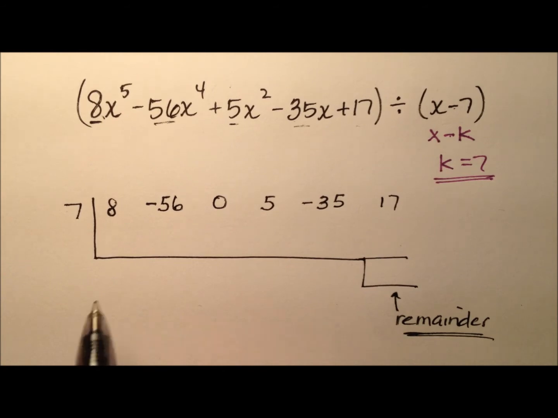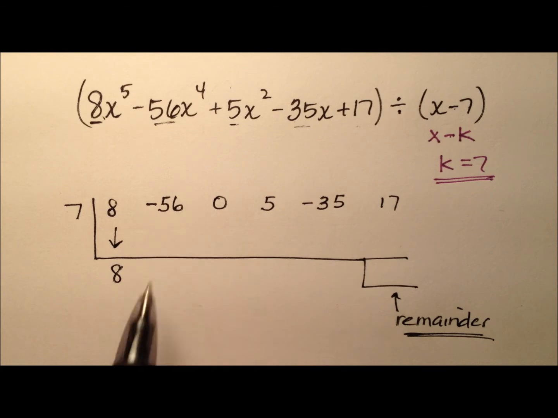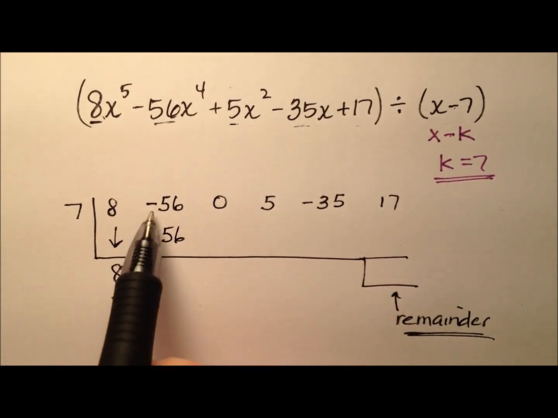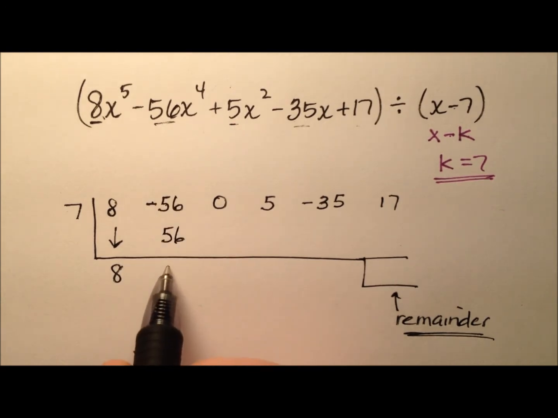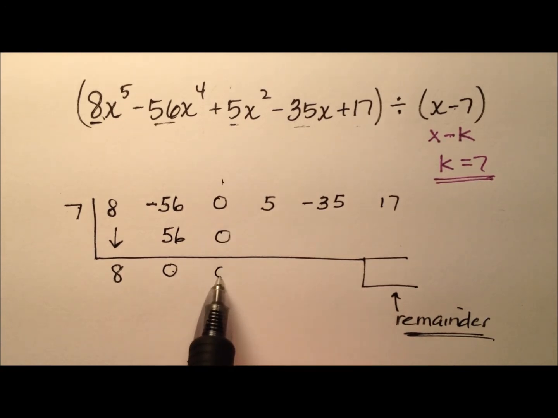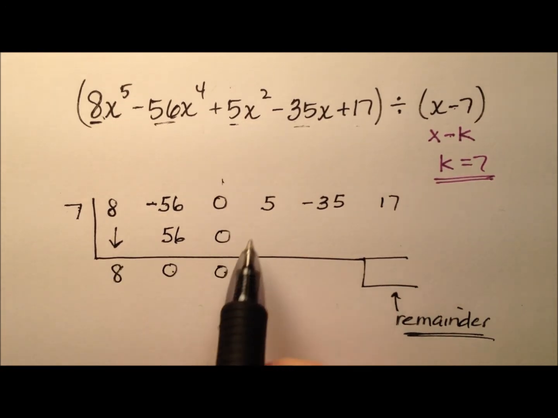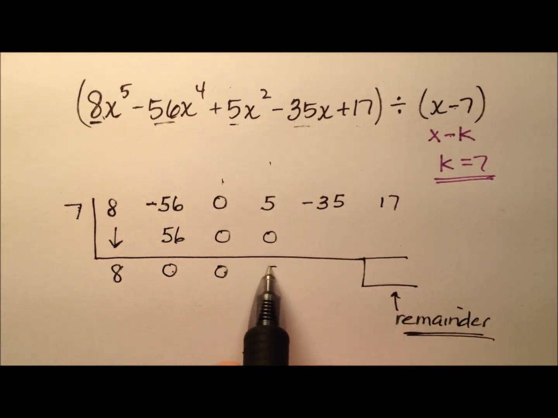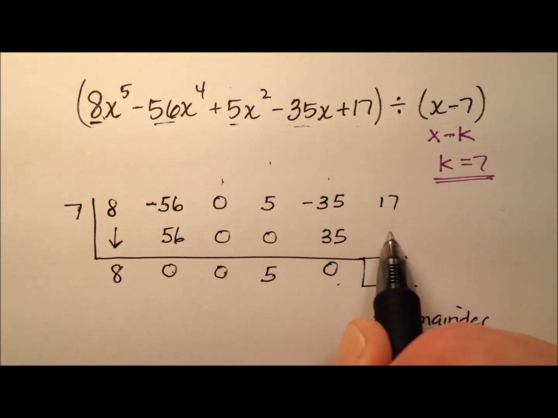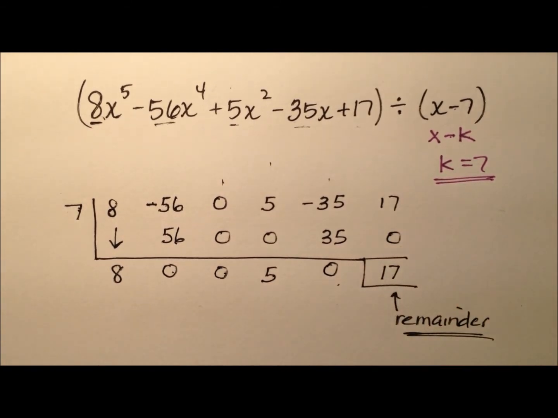Okay, so let's go through my synthetic process. I'm going to bring down first and have an 8 right there. And then I'm going to go through a multiplication and addition sequence. So 7 times 8 is 56. Negative 56 plus 56, when I add this column, I get 0. 7 times 0 is 0. 0 plus 0 is 0. 7 times 0 is 0. 5 plus 0 is 5. 7 times 5 is positive 35. Negative 35 and positive 35 is 0. And then 7 times 0 is 0. And it looks like we have a remainder.